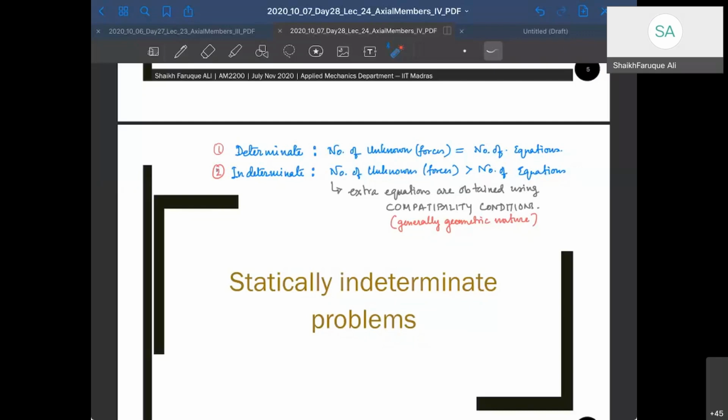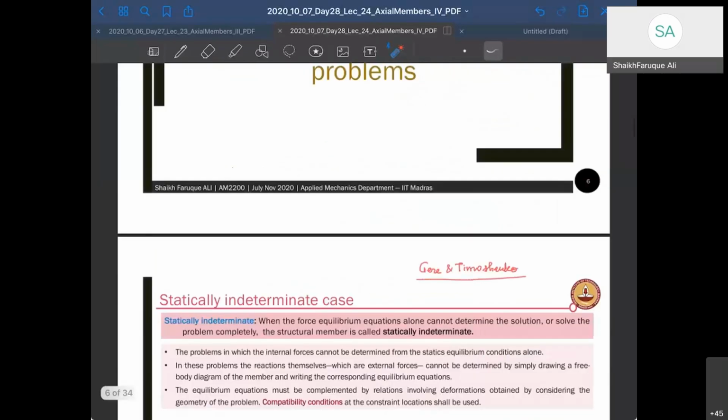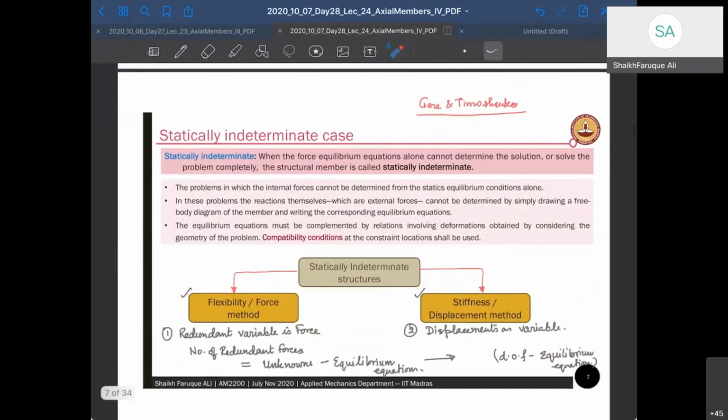Now the third thing is, what happens when your unknown forces are fewer than the number of equations? What happens in that case? Can you please answer it on the chat? If you know it, what happens when the number of equations available is more, whereas the number of unknowns is less?